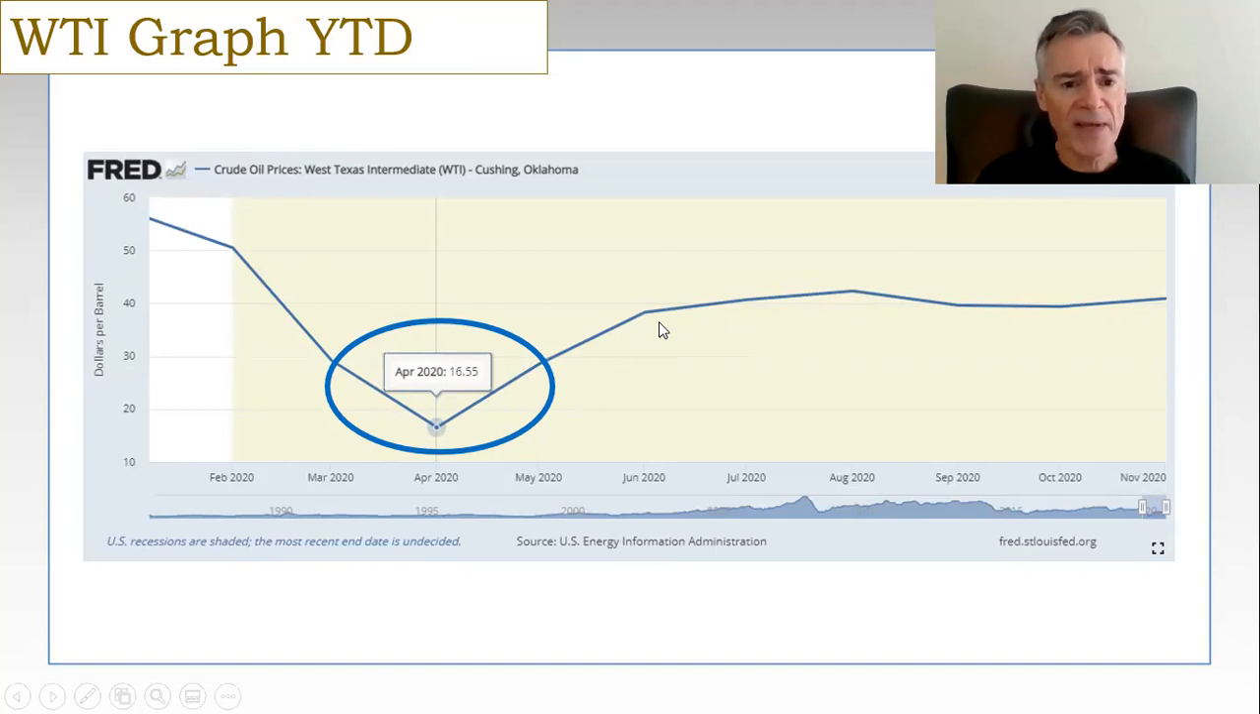If Oxy can maintain the number of barrels of oil equivalent per day in terms of production, and the free cash flow that they generate from the different business units, with WTI above $40 and trending a little higher, this is all good news.